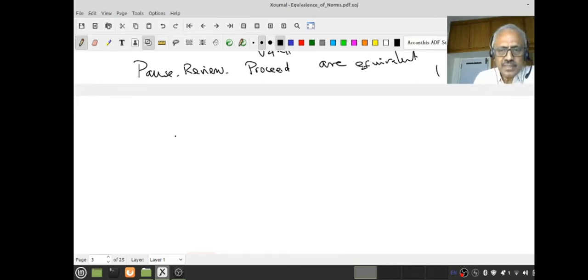So let us get along. The whole thing depends upon the following fact from topology. Suppose X is now just a set, not necessarily a vector space.